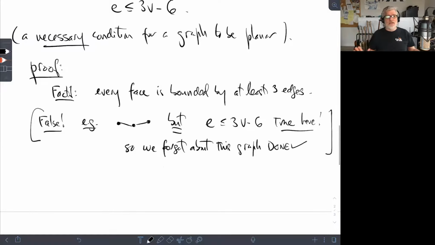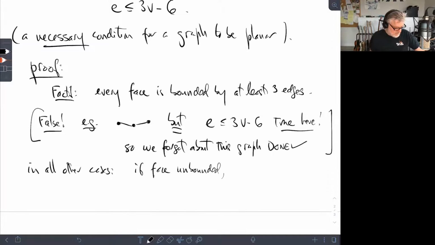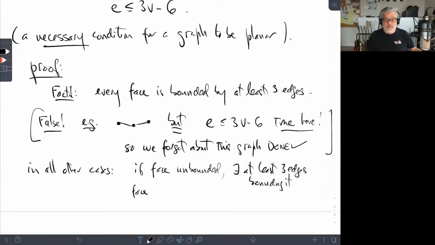So in all other cases, if the face is unbounded, then there are at least 3 edges that will bound it. You can see that if that example is the only one with 2 edges, there exist at least 3 edges bounding it. And if the face is bounded, if it's inside a cycle, the cycle itself must have at least 3. So if the face is bounded, the bounding cycle has at least 3 edges.